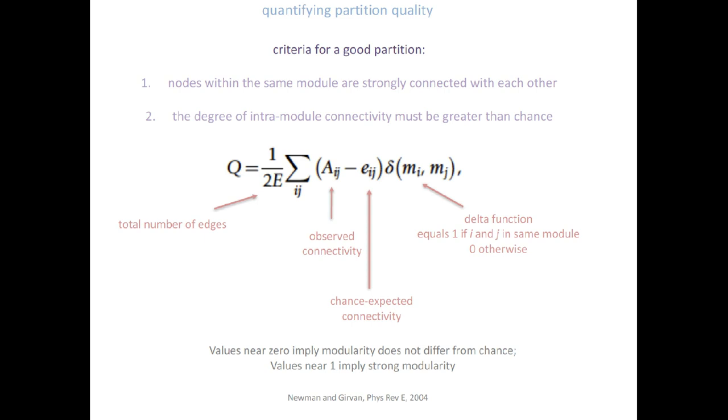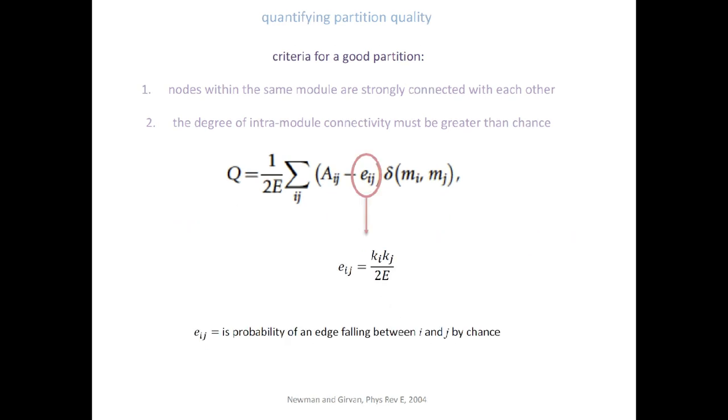Yep, so we'll get into that. So this is saying how do we define a good partition, and then there's the question of how we define the partitions. So that's coming up. But first I just want to talk about what defines a good partition. So the question then is, what is our chance expectation? What is this e_ij term? How do we define that?